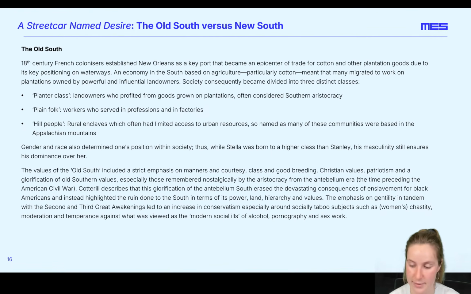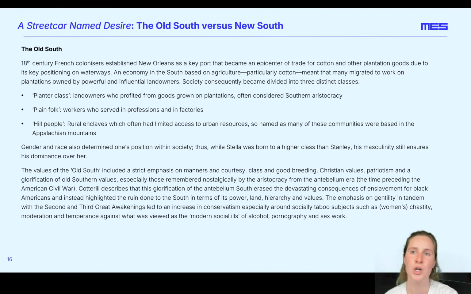some historical texts. The emphasis on gentility in tandem with the Second and Third Great Awakenings, these are religious movements, led to an increase in conservatism, especially around socially taboo subjects such as women's chastity, moderation, and temperance, which means not having things in excess. And what was viewed as the modern social ills of alcohol, pornography, and sex work.